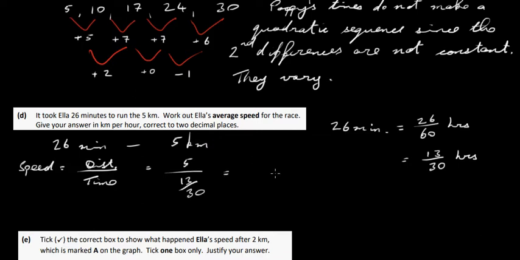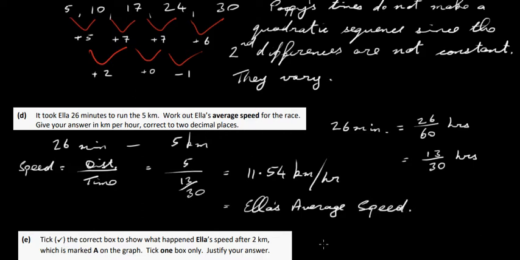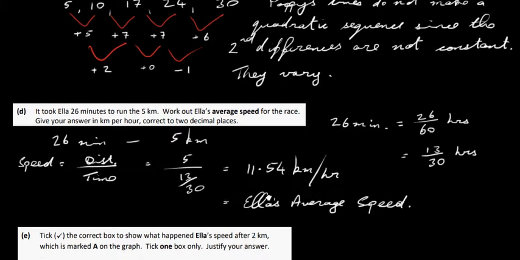So when you work that out, correct to 2 decimal places, it's going to be 11.54 kilometers per hour. Okay, so that would be her average speed. So this is Ella's average speed, correct to 2 decimal places.